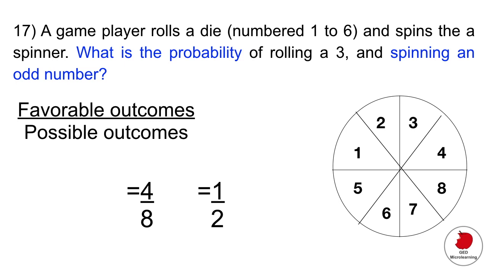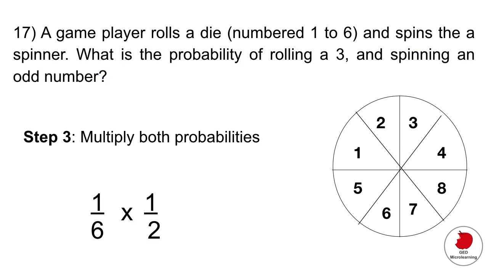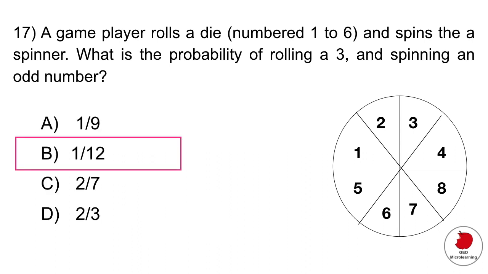And then finally, the question is asking, what is the probability of rolling a 3 and spinning an odd number? So here, what you have to do is multiply both probabilities. It's not one or the other, it's both. So that would give you 1/12, which is answer B.